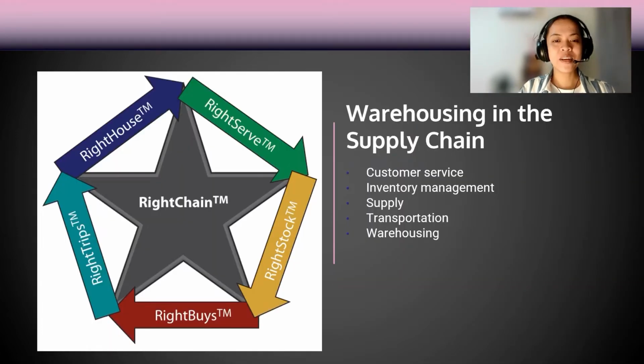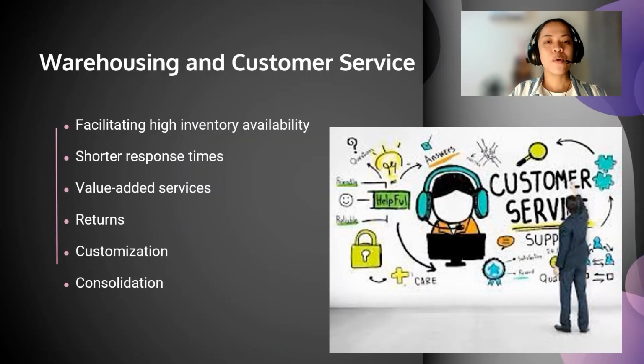Now, let's talk about the RightChain model, which was developed by Edward Frazelle in the mid-1990s. This model integrates and optimizes work through the 5 components of supply chain strategy: customer service, inventory management, supply, transportation, and warehousing. Warehouses add value in customer service by facilitating high inventory availability, shorter response time, value-added services, returns, customization, and consolidation, among others.